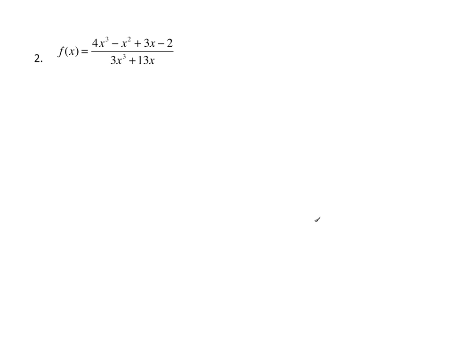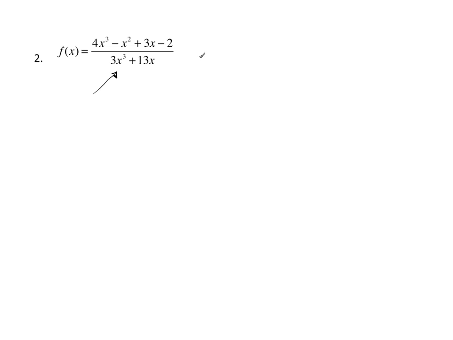So let's look at the end behavior for this particular function. I have f of x equals 4x cubed minus x squared plus 3x minus 2 over 3x cubed plus 13x. I'm noticing here that x cubed is the biggest, the highest order in the polynomial in the denominator.